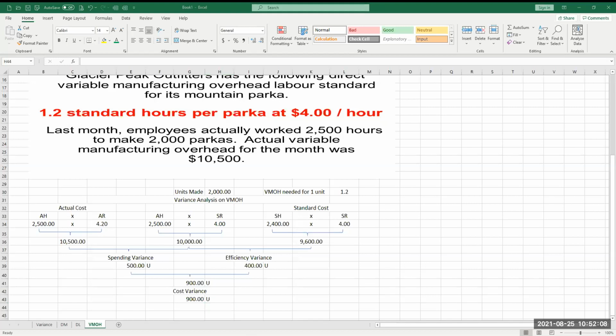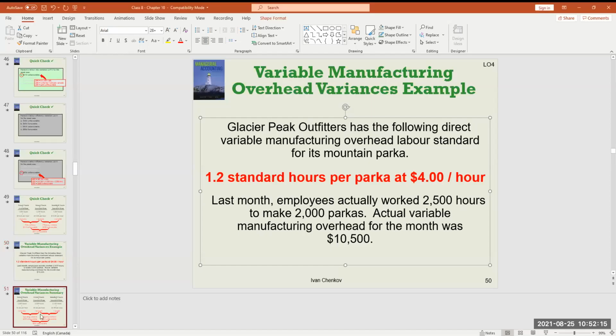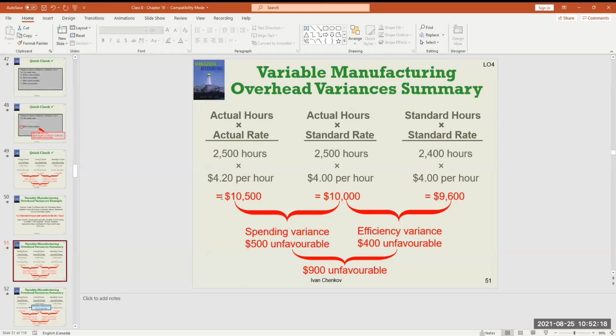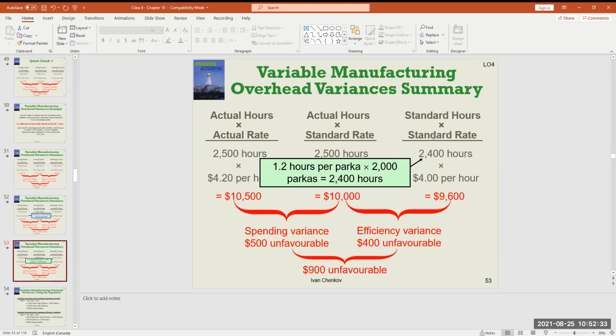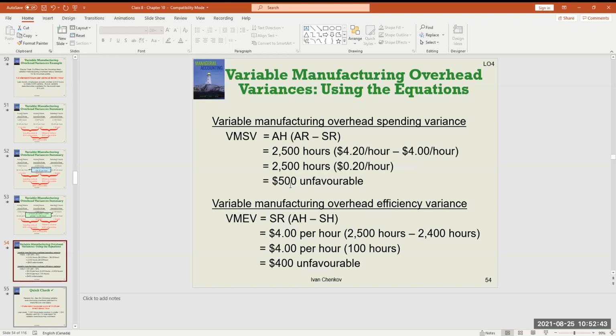So let's go back to slides. This is how we do the chart, right? We know the total cost, we know the actual hours, we know the standard per hour. Now we have to calculate the actual rate. Actual rate is the total cost divided by the actual hours, and we're going to get the standard hours, which is the number of units that we produce times the standards that we have to produce 1 unit. Using the formula, that's how we're going to get it.